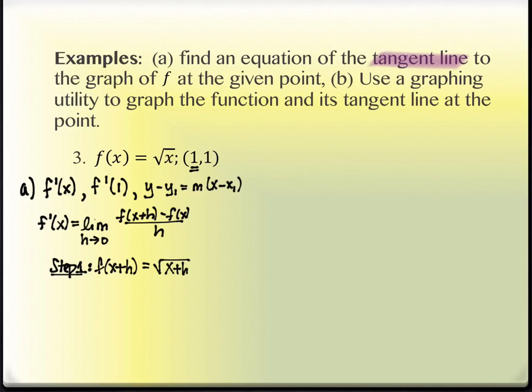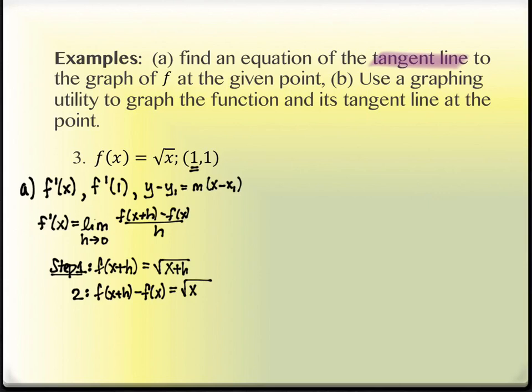There's no simplification. I don't have to square anything. I don't need to rationalize anything. There's nothing to do. It's really straightforward. So step 2 is to take that f of x plus h and subtract f of x. This is also an easy step for this particular function.